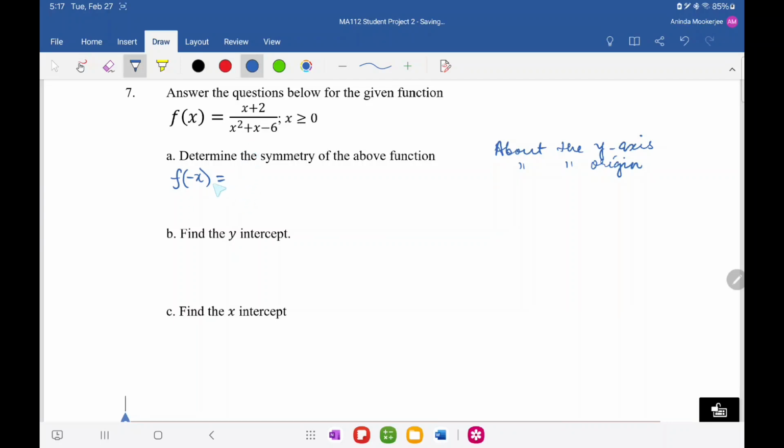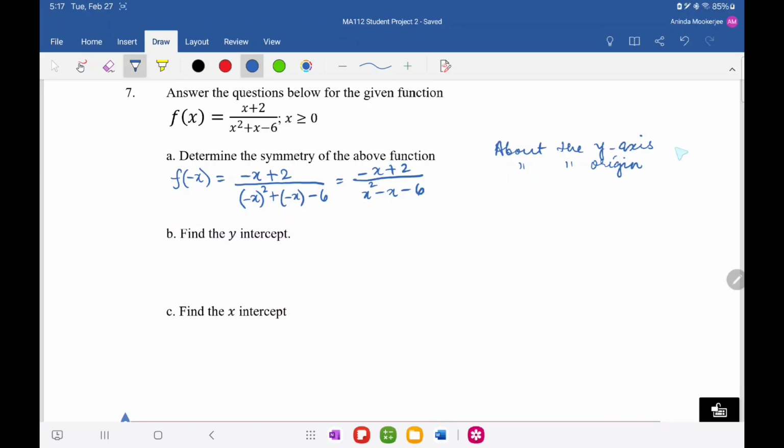All right, so first I'm going to evaluate the function, plugging in negative x wherever there's an x. So replacing the x with negative x, we have negative x plus 2 in the numerator. In the denominator, we have negative x whole squared plus negative x minus 6, which gives us negative x plus 2 over x squared minus x minus 6 is the resulting function when we substitute negative x into the original function.